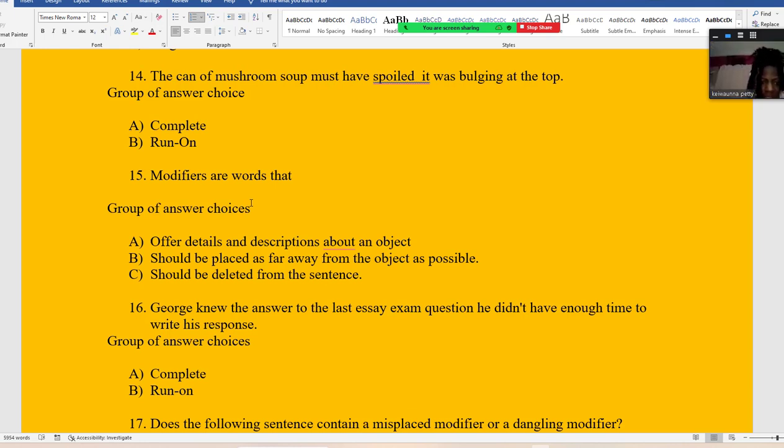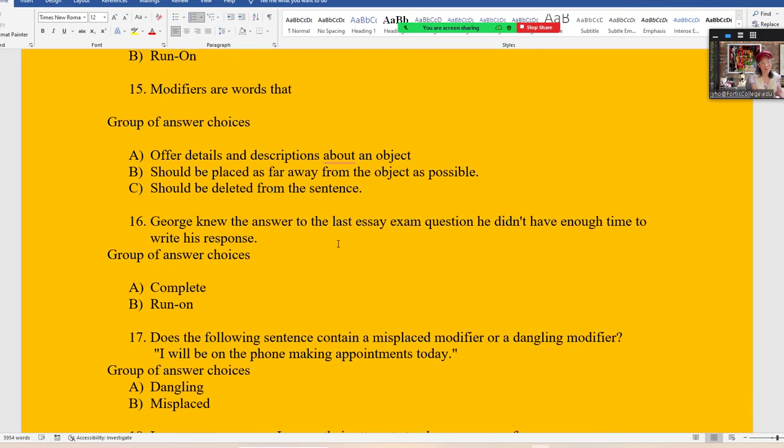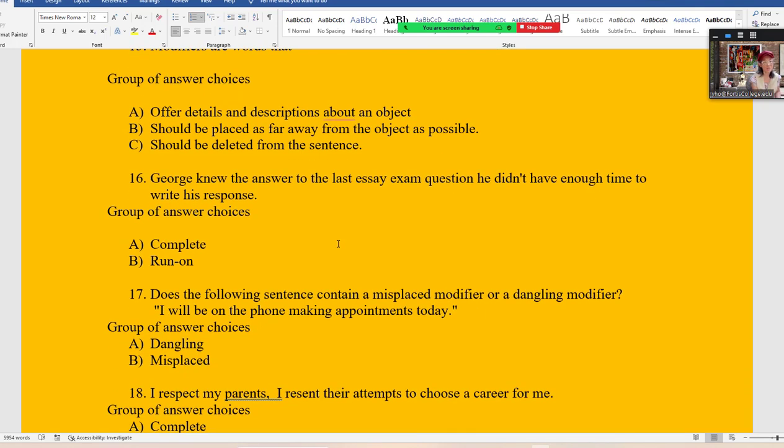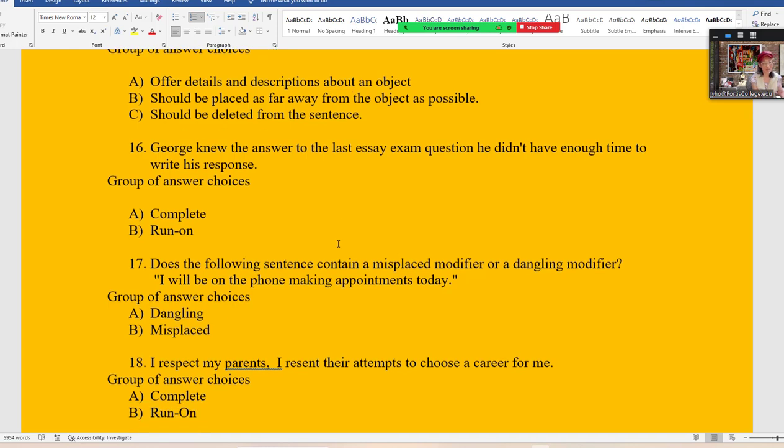Is it A? Yes, because a modifier like the blue shirt offers details and descriptions about an object. We did this one already, but we could do it again. George knew the answer to the last essay question. He didn't have enough time to write his response. Is this a complete sentence? Yes, it's a run-on. We did that one already.